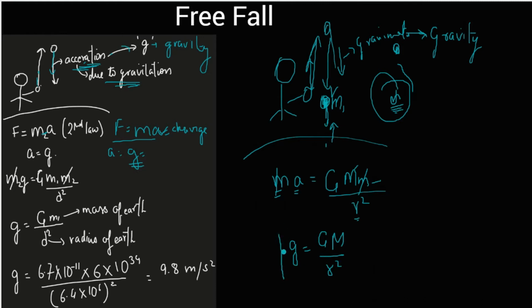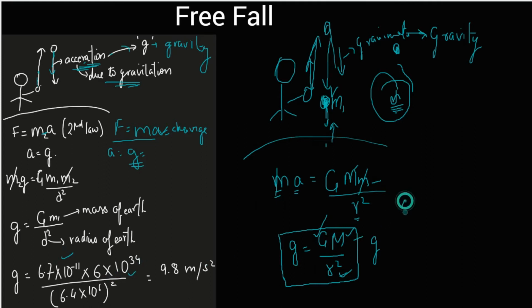So I got the acceleration due to gravity as capital G, capital M, over r squared. If I get the mass of the earth, and I know the capital G value, and if I get the radius of the earth, I can get the small g. Yes, definitely, put the value. See, earth has a lot of mass, 6 into 10 to the power 24.